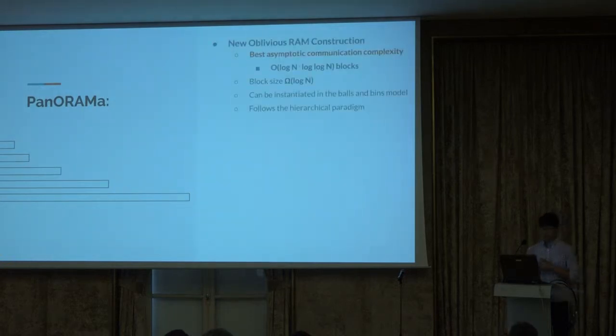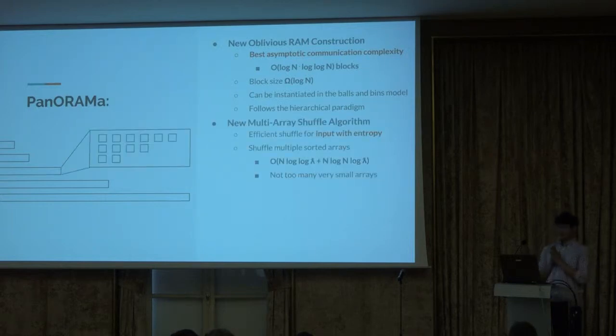In particular, we construct a new Oblivious RAM construction with essentially the best asymptotic communication complexity for omega log n block sizes. So this improves from log squared n over log log n to just log n times log log n. We follow the hierarchical paradigm, so I'll describe that more in detail later. And interestingly enough, it can be instantiated in the balls and bins model, where we only move blocks as immutable balls into server locations, which is sort of cool.